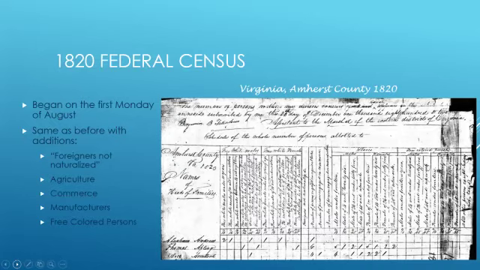And so you need to be aware of the politics as you're going through here to understand what that meant. They also asked about foreigners who were not naturalized, that would be immigrants. They also wanted to know, do you participate in agriculture, commerce, or are you a manufacturer? And so this was the kind of information that the government was interested in 1820.